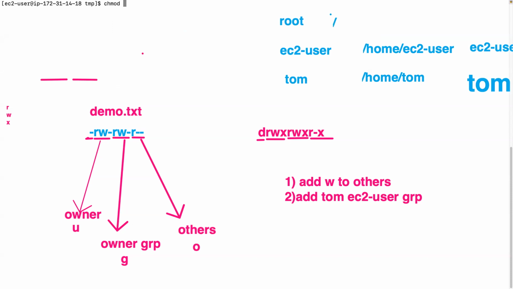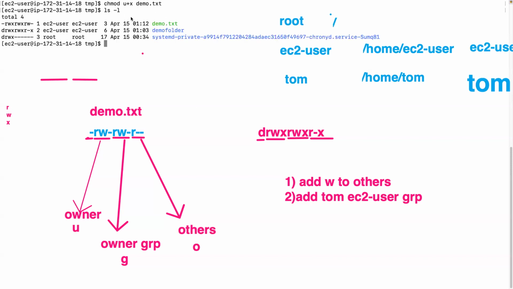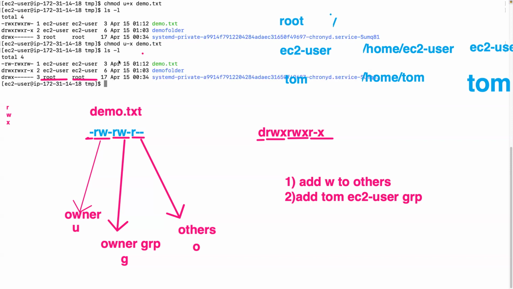Similarly, if you want to add permissions to the user also, u+x demo.txt. ls -l. See, the user also has got execute permissions. And if you want to remove any permissions, u-x demo.txt. Minus is for removing the permissions, plus is for adding the permissions. u means owner, g means the owner's group, and others is o.